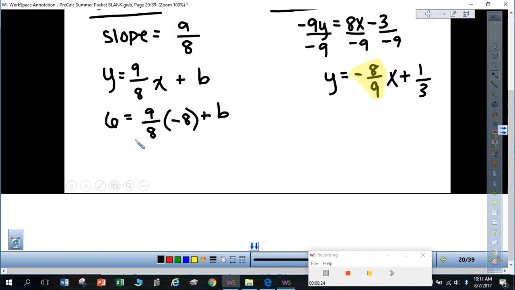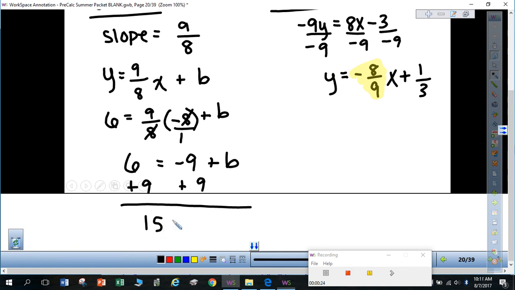And this one actually works out really nicely. When we do the multiplication here, we can write -8 over 1. The 8 on the numerator will cancel with the 8 on the denominator, leaving us with essentially 9 times -1, which is just -9. And then to get b by itself, we'll add 9 to both sides, giving us 15.